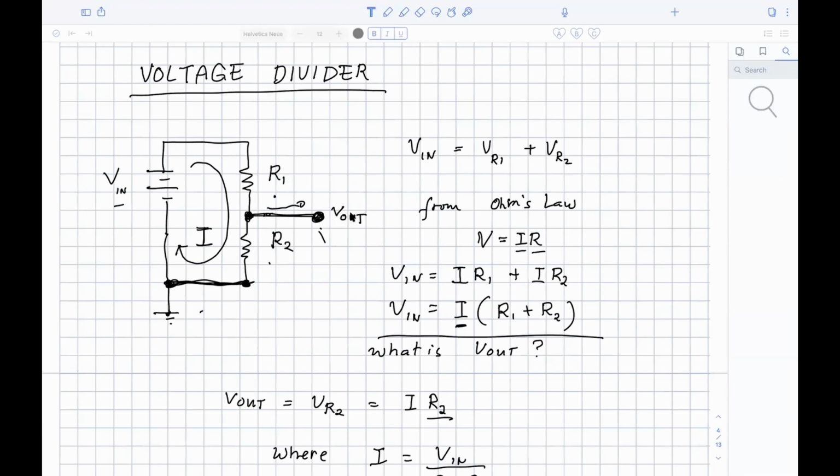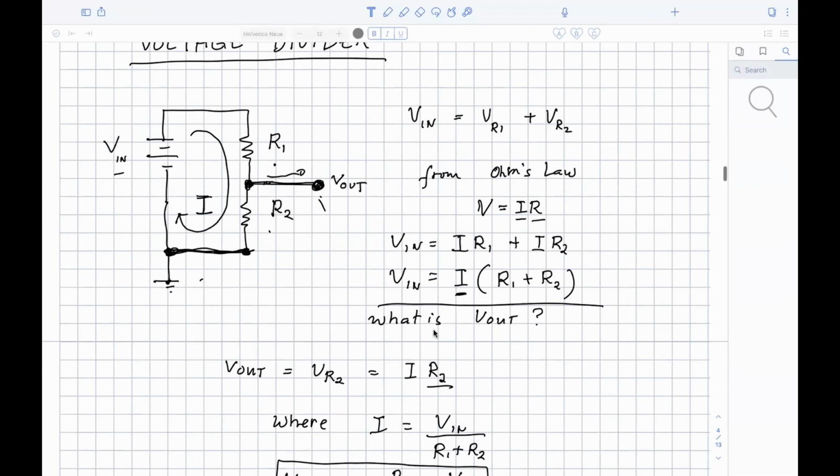First, V in should be equal to the voltage across R1 plus the voltage across R2. And then, invoking Ohm's law, we have V equals IR. Since you have only one I throughout the circuit, V in is equal to I R1, which is VR1, plus I R2. You can factor out I, and the sum R1 plus R2 times I is equal to V in. Okay, so the question is, what is V out?